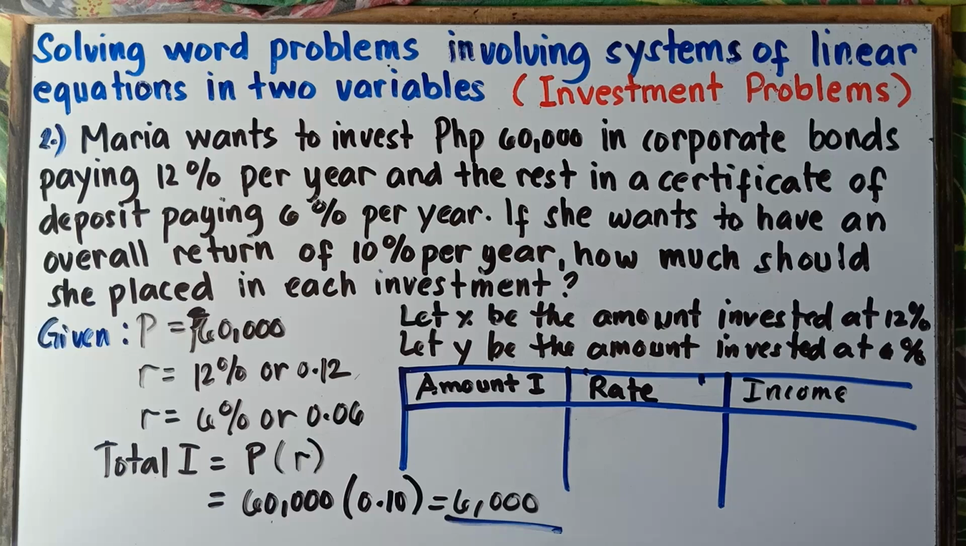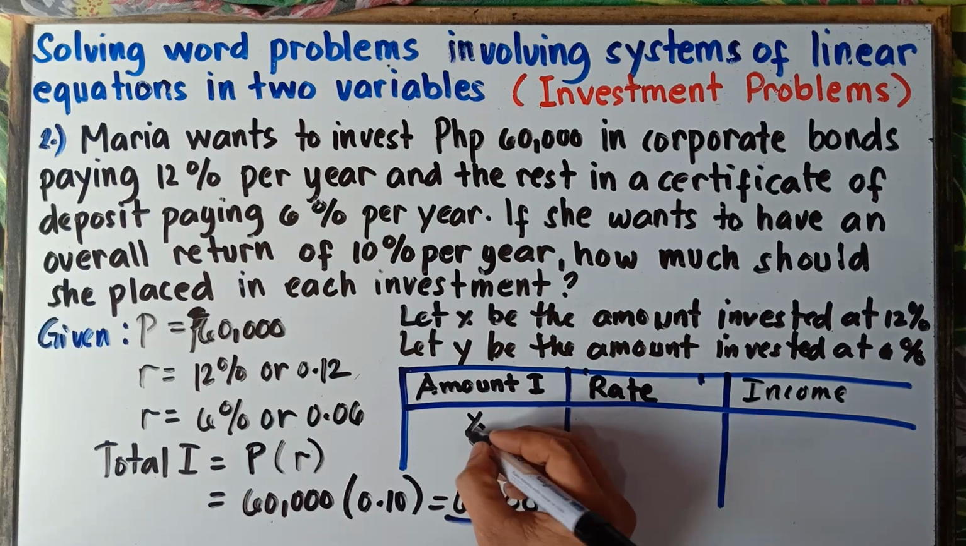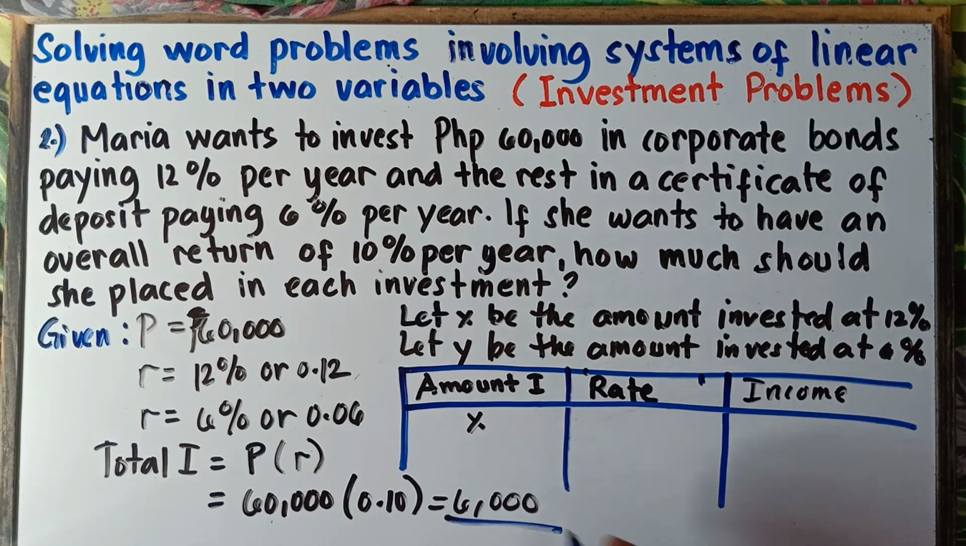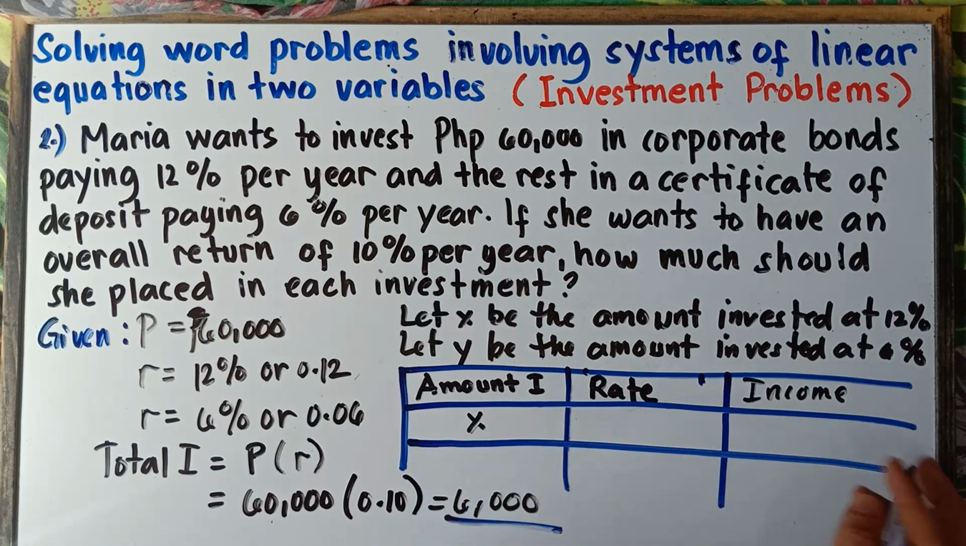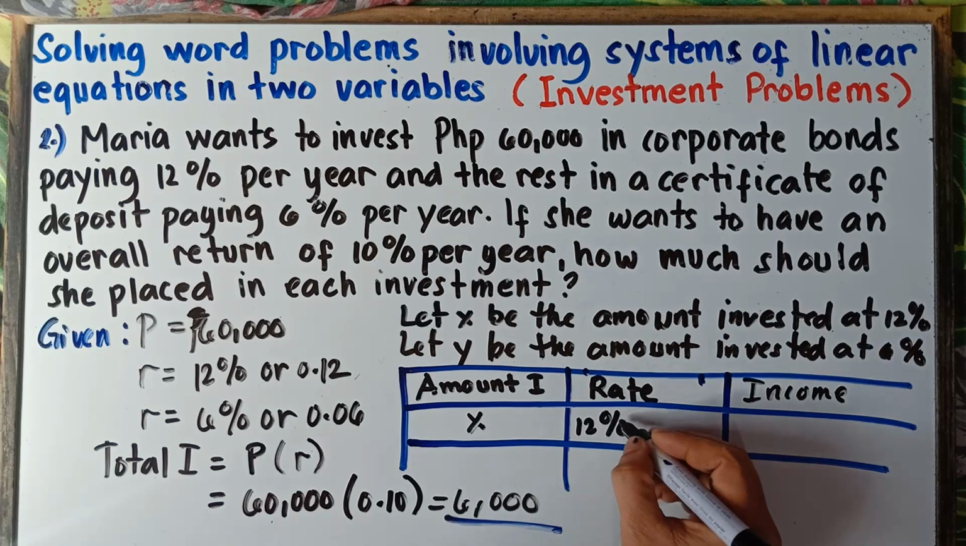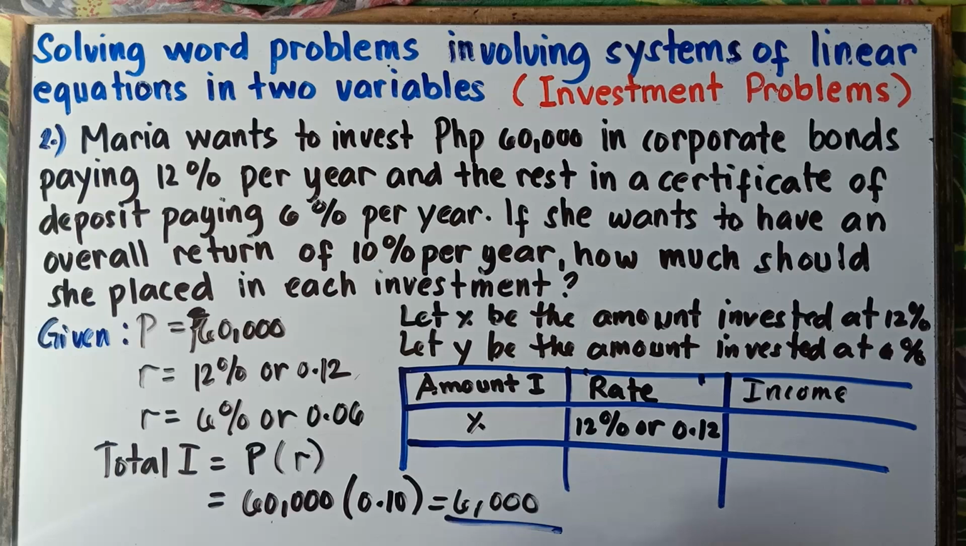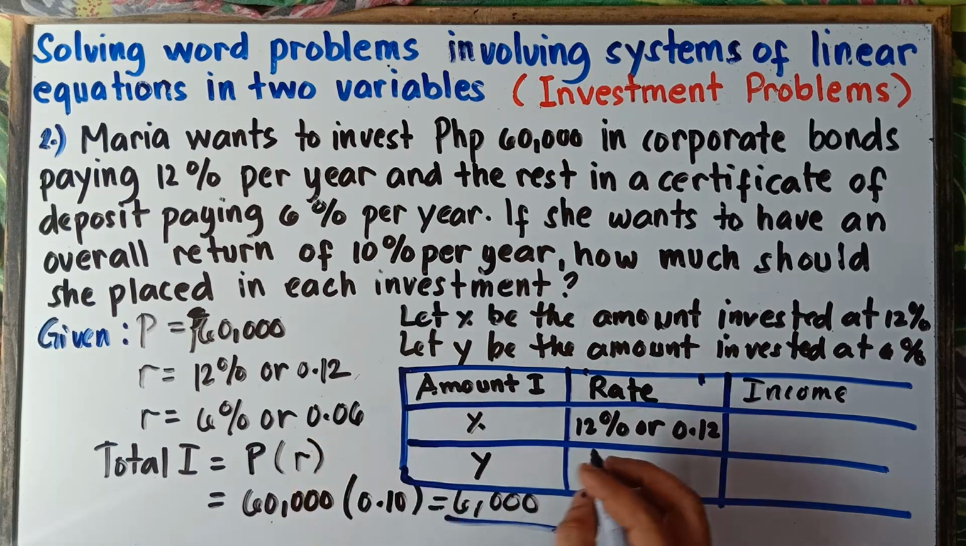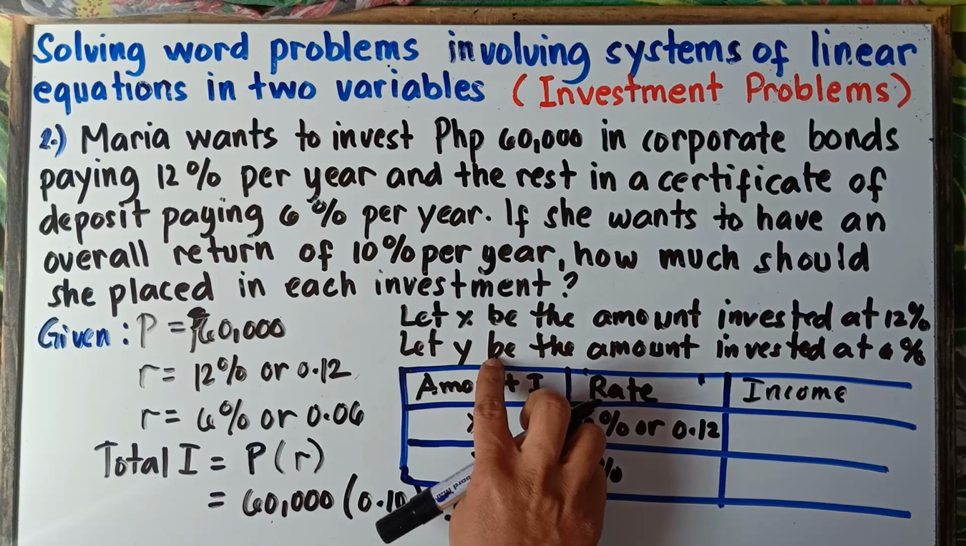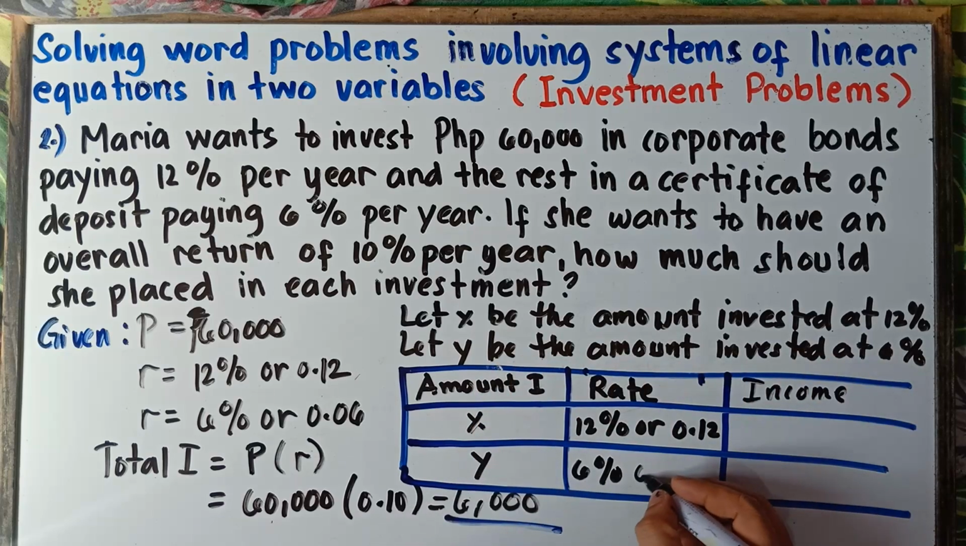Alright, and then we have X for our first row, and then we have Y. So the amount would be X. Let X be the amount invested at 12%. Of course, the rate would be 12%, or 0.12. And for this one, the amount would be Y, and the rate would be 6%. Y is the amount invested at 6%, or we can write this as 0.06.